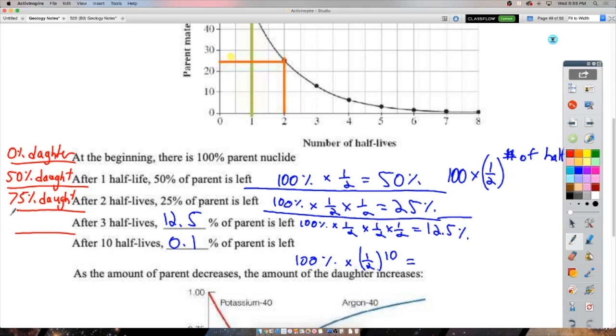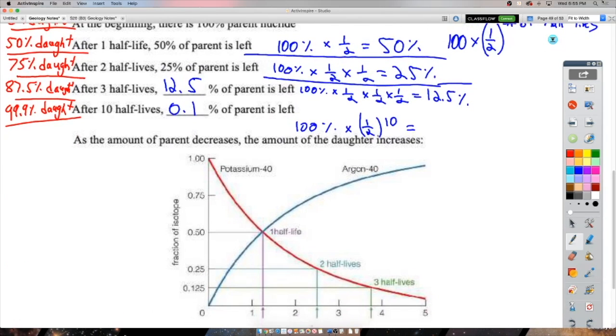So 100 minus 12.5, that's 87.5%. And after 10, we said 0.1%, so 99.9% daughter, which makes sense, right? Because the parent isn't just disappearing, it's just becoming the daughter. So every time a parent isotope disappears, a daughter isotope appears. You can see it starts out at 100 parent, goes down, and at the same time, the daughter comes up. Where do they meet? Where are they the exact same? After one half-life, when 50% is parent, right? 2 half-lives, 25, 3 half-lives, 12.5, 87.5.